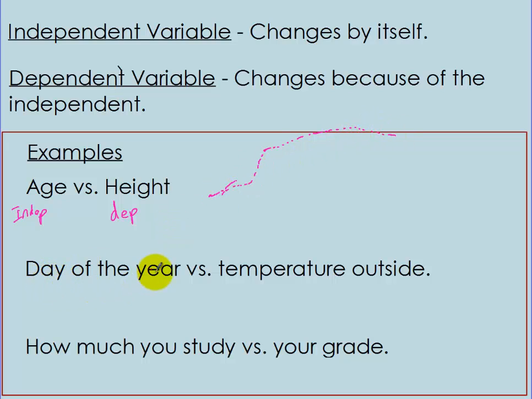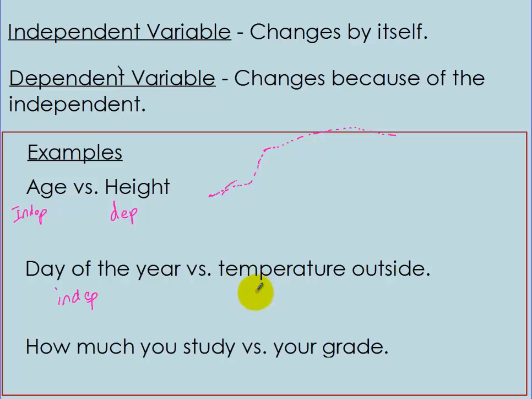Another example is the day of the year versus temperature outside. So the day of the year is going to change. You're always going to have the next day. Tomorrow is going to be the next day, and it's not going to change. Time's not going to stop. So this is going to be independent. See the pattern here? Time is always independent. It's not affected. But the temperature outside can be affected by what day of the year it is.